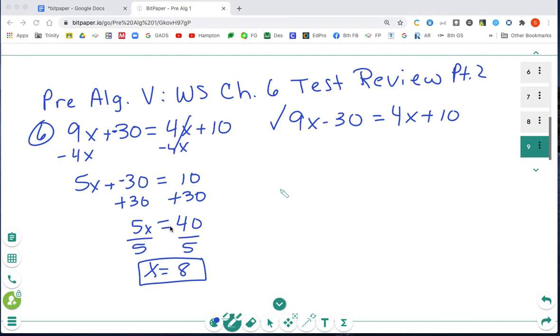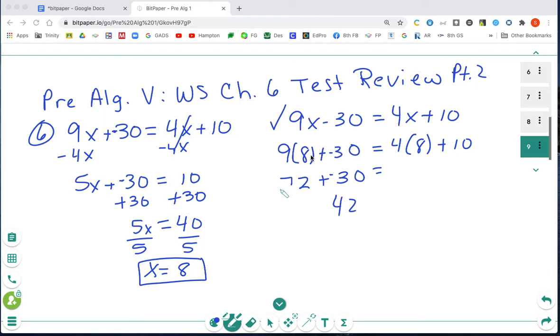Now we're going to go to the original equation, write it out, and we're going to plug in our 8 everywhere we see an x. So 9 times 8 minus 30 is equal to 4 times 8 plus 10. 9 times 8 is 72 minus 30, and since I have my substitution, I'm going to go ahead and keep, change, change. So 72 plus negative 30 is going to be 42.